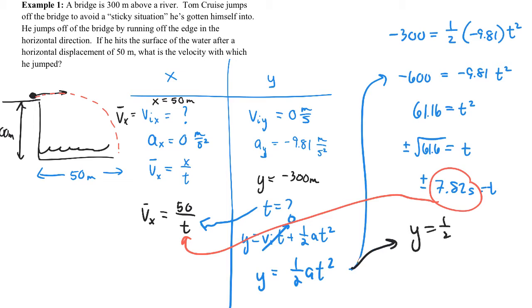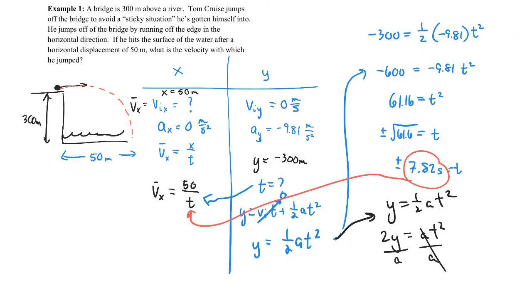So start with this. Multiply by 2 on both sides. Divide by a on both sides. And then take the square root of that answer at the end. Now, I understand that this looks confusing because there are no numbers, but this is the same thing. I multiplied by 2 to get rid of the 1/2, divided by a to get rid of the a, and then took the square root of both sides to get rid of the square. This is absolutely acceptable as long as I plug in negative 300 for y and negative 9.81, and then you'll get the time, and you'll get the exact same number.